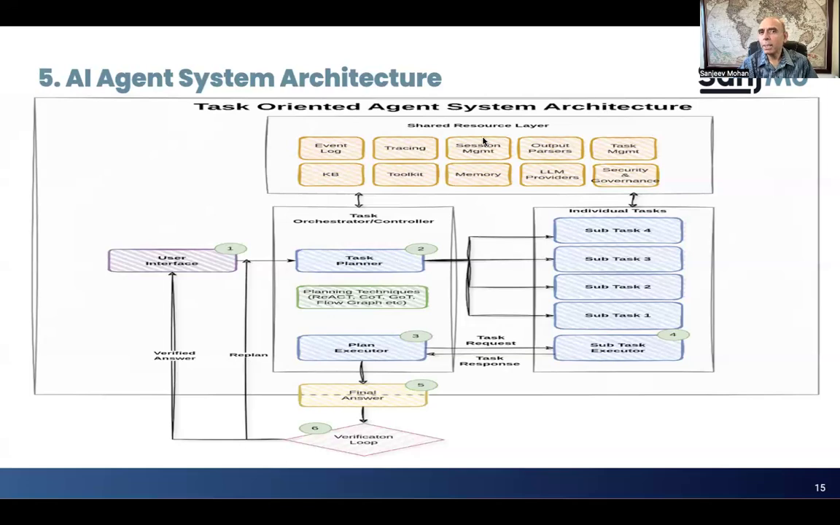On the top is a shared resource layer. This has many critical components. The first one is an LLM provider. An LLM provider's job is to provide the right LLM. For example, if it's an agent for coding, maybe I want to use the newest Claude, Anthropic's Claude Sonnet model. If it is for maybe translation, I may call Google's Gemini model. If it is for some text generation, I may call OpenAI's GPT-4. So that's the job of an LLM provider.